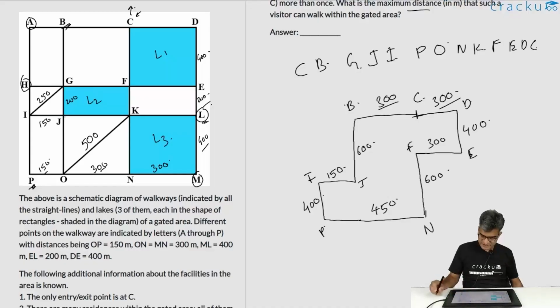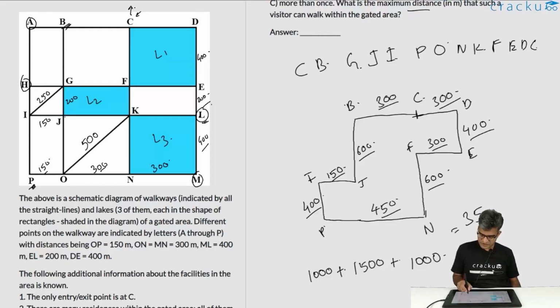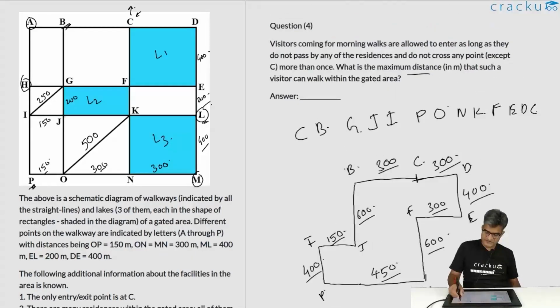So the total distance that he would have walked, or she would have walked, is 300, 300, 600, 400, 1000, plus 300, 600, 600 is 1500, plus 450, 150 is 600, plus 400 is 1000. So the total distance he would walk or she would walk is 3500. So the answer for this question is 3500.